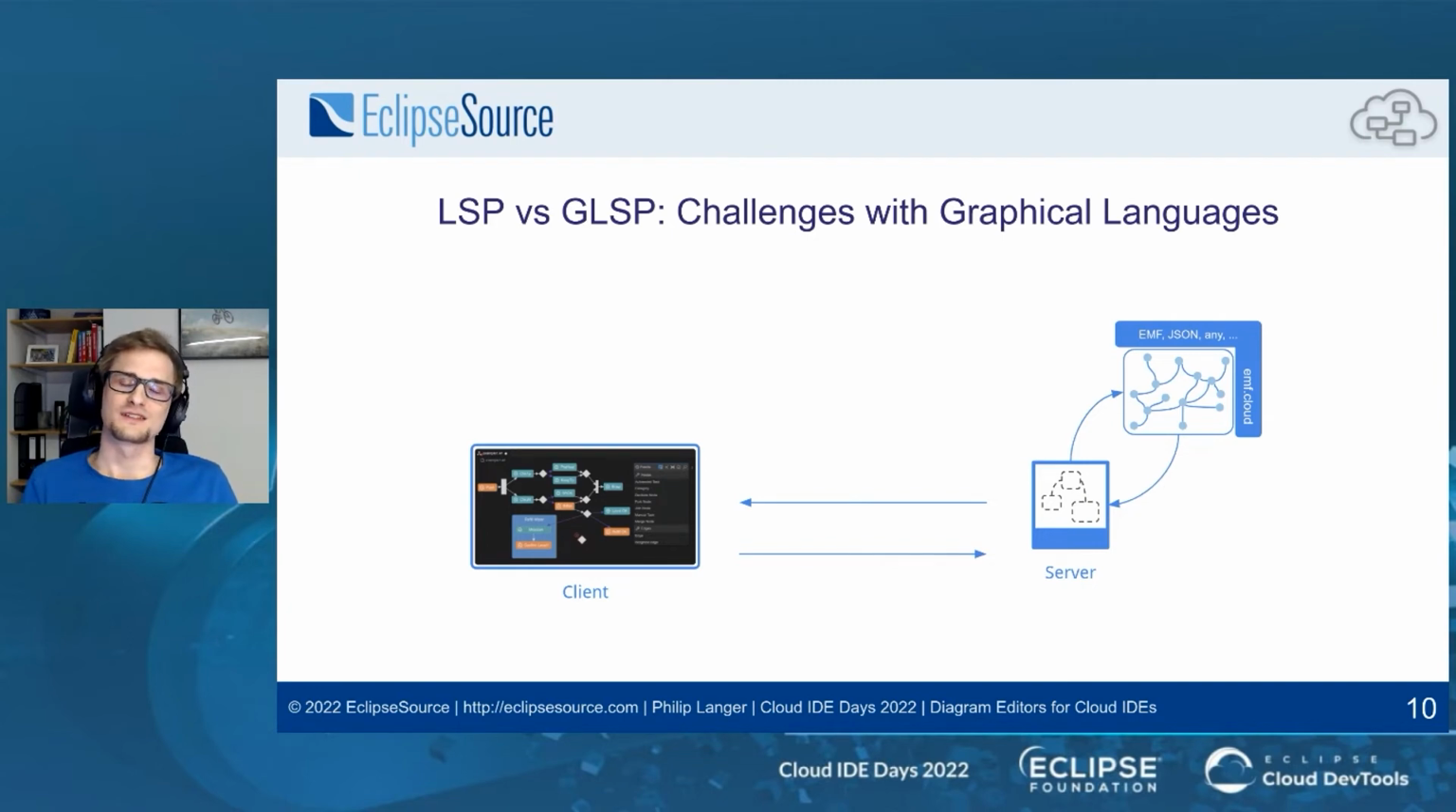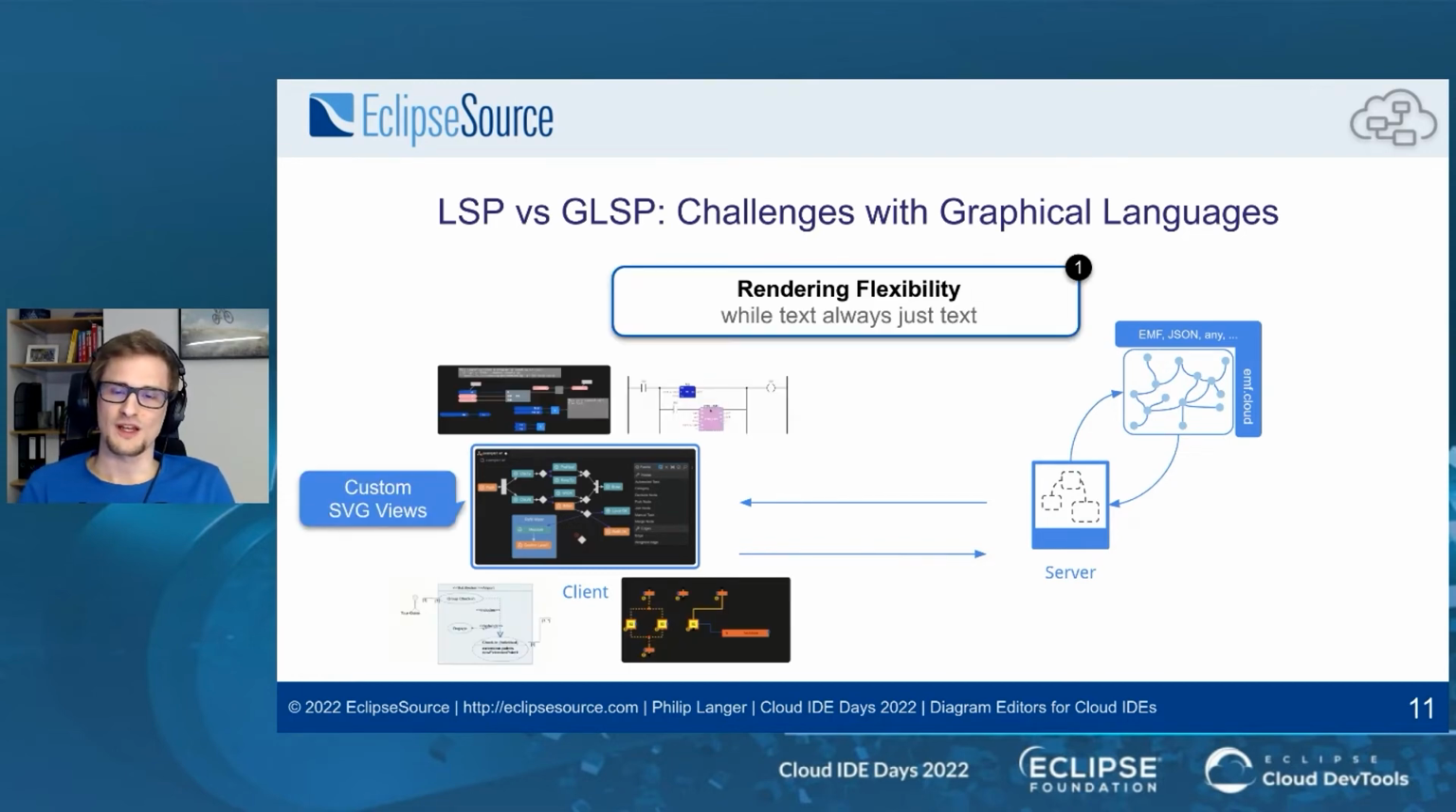I tried to summarize the differences, especially why they are there, and especially those that have an impact on the architecture. First of all, when you think about the commonalities, client and server are basically the same as in LSP, both communicate usually via JSON RPC with some sort of action protocol. But what's really a main difference between programming languages and diagram languages is the rendering flexibility that you need for diagrams. While for LSP and programming languages, text is always just text, whether you're developing a Java program or a Rust program, it's always just text, and that will be shown in the editor.